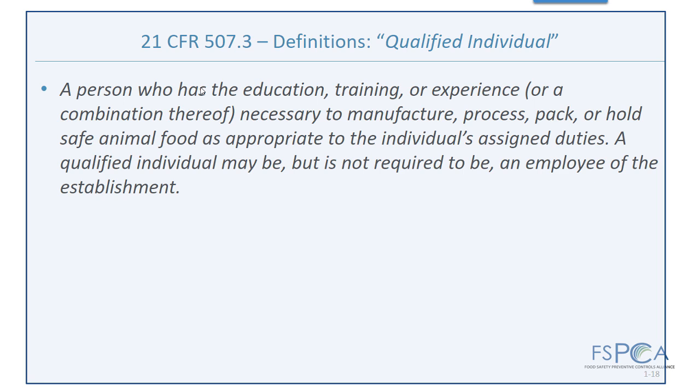We're jumping back just a second to 507.3, the definition section, to look at what a qualified individual is. So this is a person who has the education, training, or experience, or combination thereof, necessary to manufacture, process, pack, or hold safe animal food as appropriate to the individual's assigned duties. A qualified individual may be, but is not required to be, an employee of the establishment. Okay, so these people don't have to be trained in every single thing that happens in the facility. They just need to be trained as appropriate to their duties.